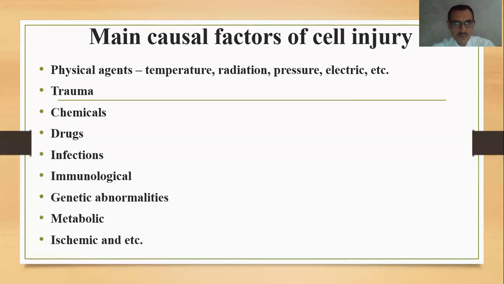The main causal factors of cell injury are the following. First, the physical agents such as temperature, radiation, pressure, electricity, etc., or some traumas; chemicals, drugs, or medicaments; some infections; immunological factors; genetic abnormalities; metabolic and nutritional changes; ischemic factors; etc.